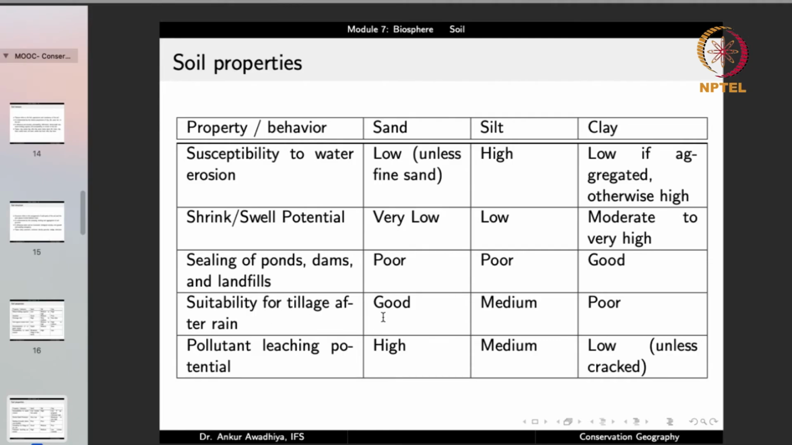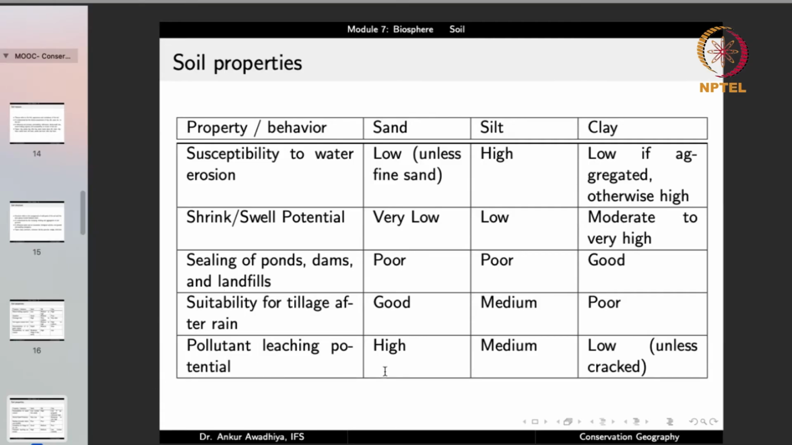Suitability for tillage after rain. So after it has rained, clay becomes swelled. It becomes sticky. So once it has rained, it is very difficult to till the clay. It is very easy to till sand because sand does not retain water. It does not swell. It does not become sticky. Silt comes in between.